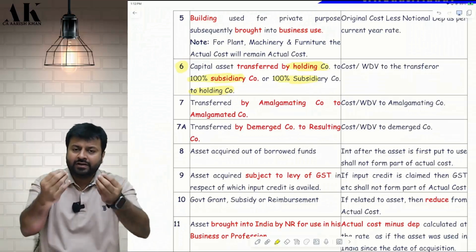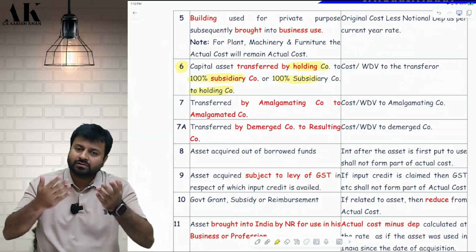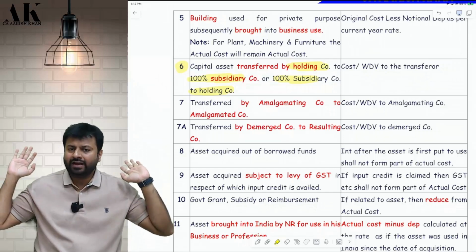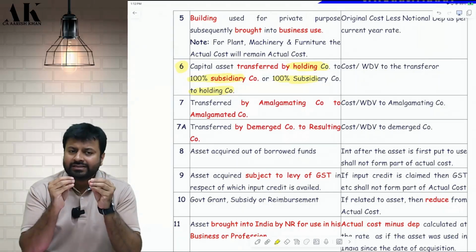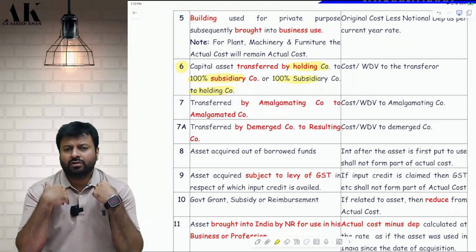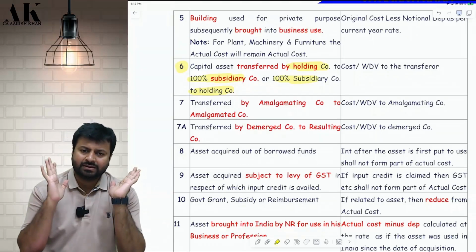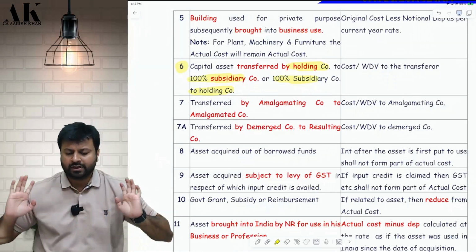Suppose if I am transferring you the asset and in my hand the WDV is 70,000, that will become your cost. I hope it is clear to all of you. So whatever is the WDV or cost in the hands of the transferor, that will become the WDV or cost in the hands of the recipient. As simple as that, in case of transfer of asset between 100% holding and subsidiary company.